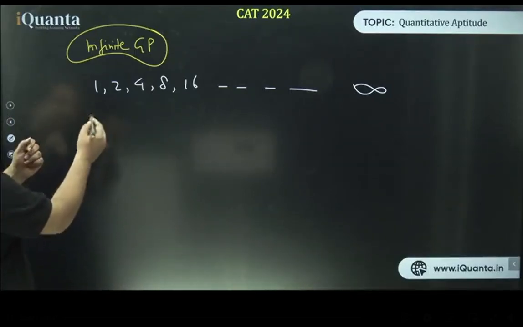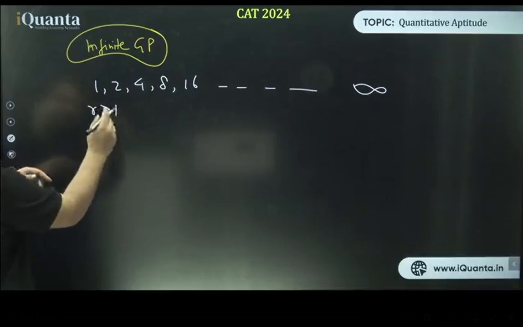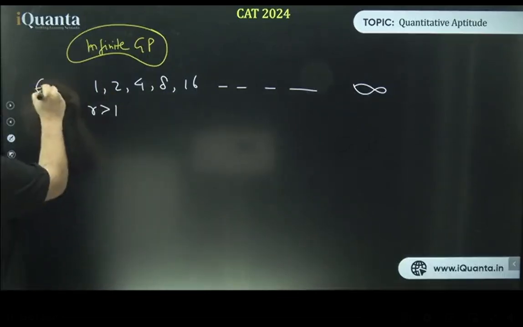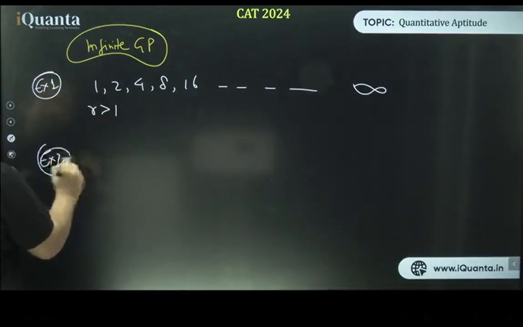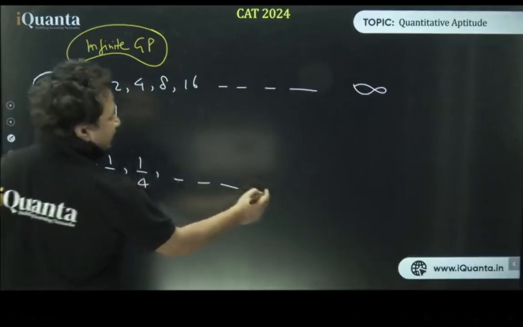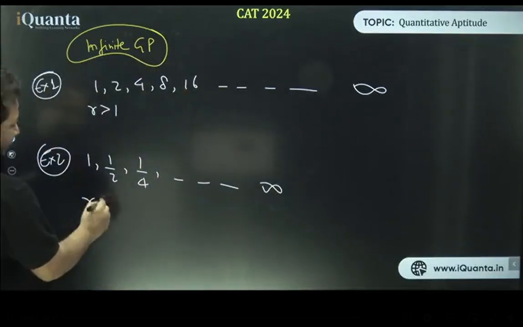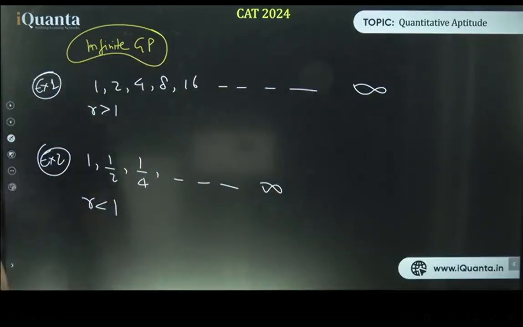Now in this case, as you can see, the common ratio is greater than 1. है ना? 2 है यहाँ पे. And I'll take one more series. This is first example. Let's take one more example in which I'll take 1, 1 by 2, 1 by 4, and so on till infinity. This is also infinite GP. Here r is less than 1.